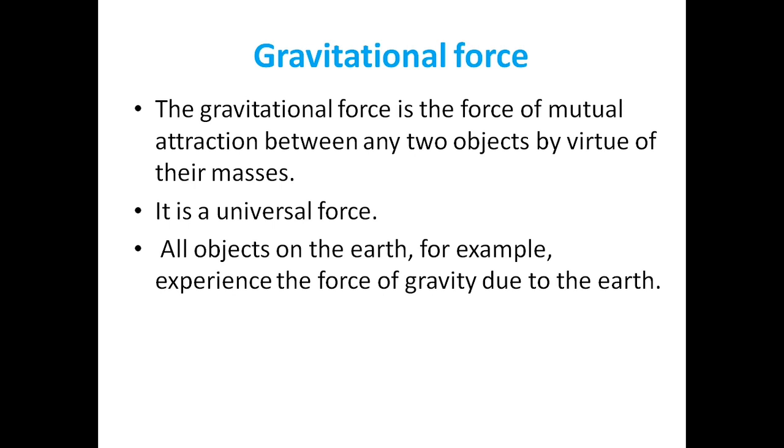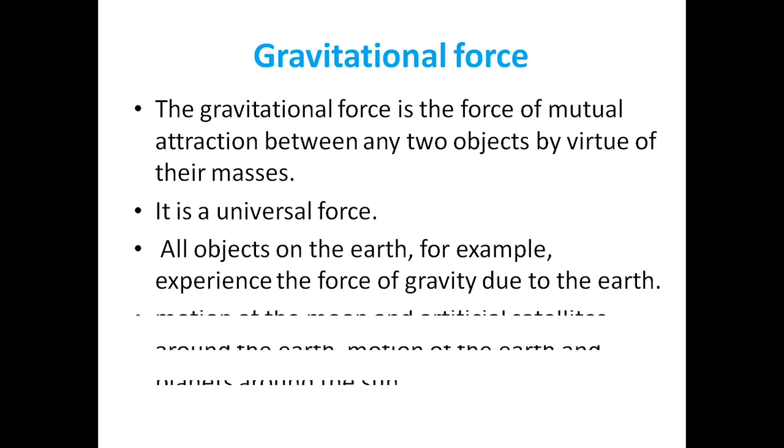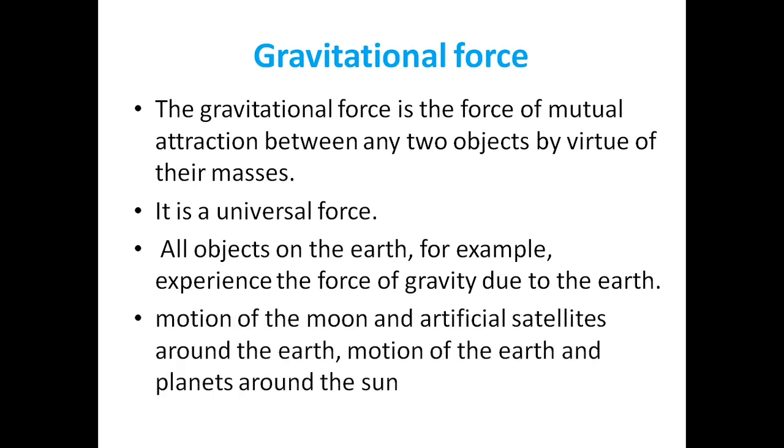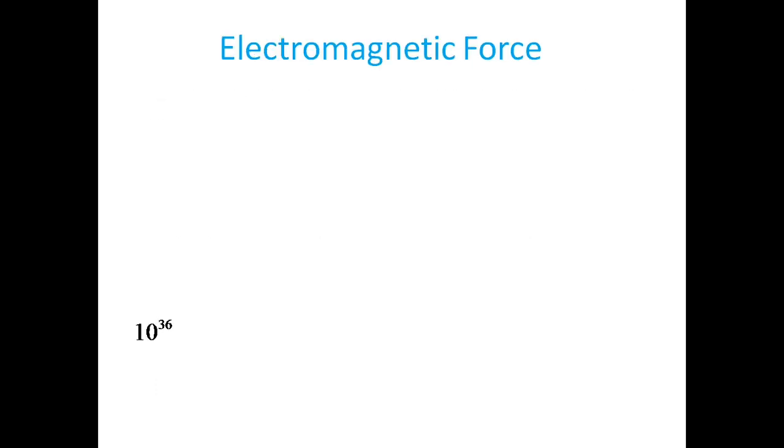So it is a universal force. Between sun and moon, sun and stars, earth and stars, between the galaxies, everywhere the gravitational force is experienced. It is up to a range of 10 raised to minus 31. The motion of the moon, how the moon moves around the earth. The artificial satellites move around the earth. How are they moving? The motion of earth and the planets around the sun. The sun itself is moving. A galaxy itself is moving. Everything, the gravitational force is controlling in between.